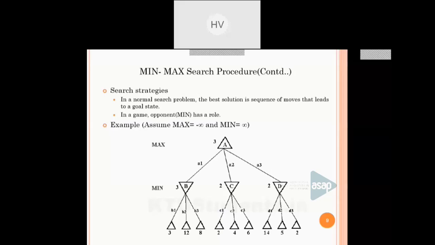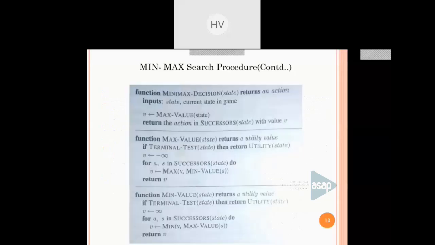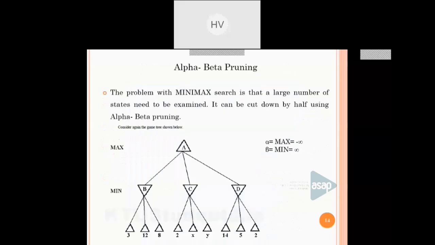And coming to alpha beta pruning, some of the drawbacks in this minimax search algorithm are addressed in alpha beta pruning. This minimax algorithm is time consuming. It will traverse all the nodes. No nodes will be left over. All the nodes are encountered to get the solution, even though some nodes are not necessary for the final decision.